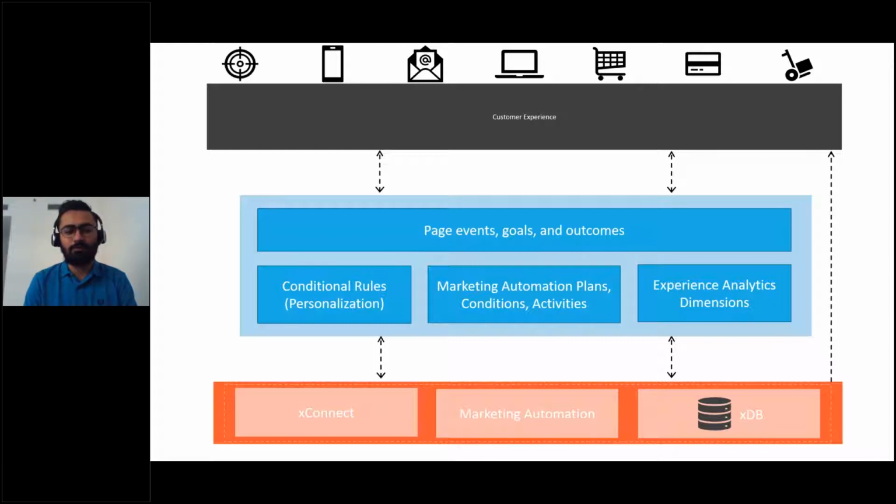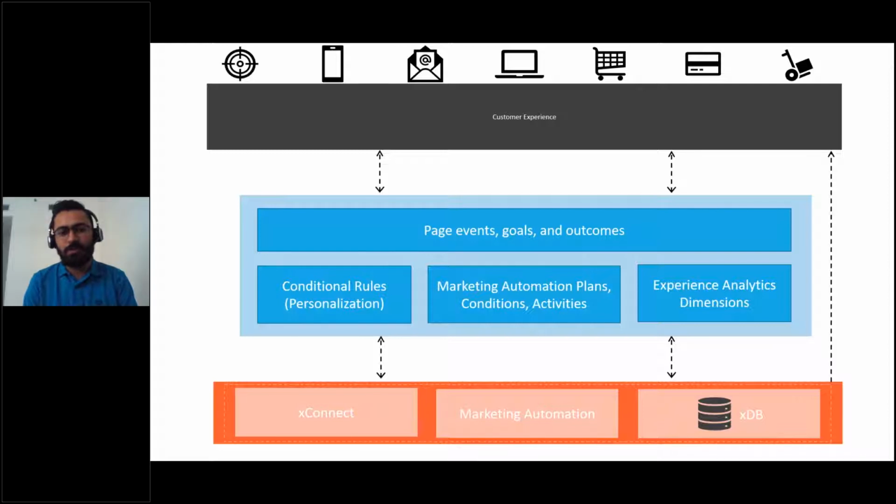We also have a few condition rules, which we can use for personalization. We have a few marketing automation plans, conditions, and activities specific to commerce. And we also have extension analytics dimensions added, which will enable us to see the extension analytics reports specific to commerce.